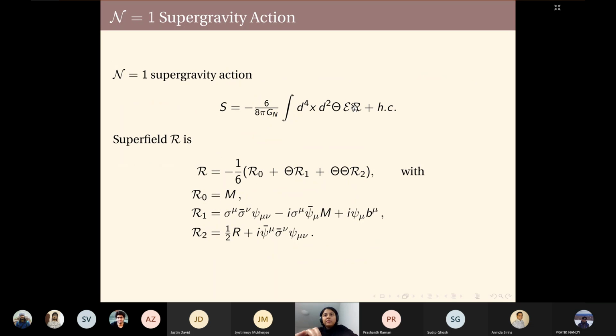And here are the components of the chiral superfield R. So it has the same field M, and then there's this new field, vector auxiliary field B mu, and here this is the Ricci scalar. So these are just the ingredients that are going into giving the N equal to 1 supergravity action.